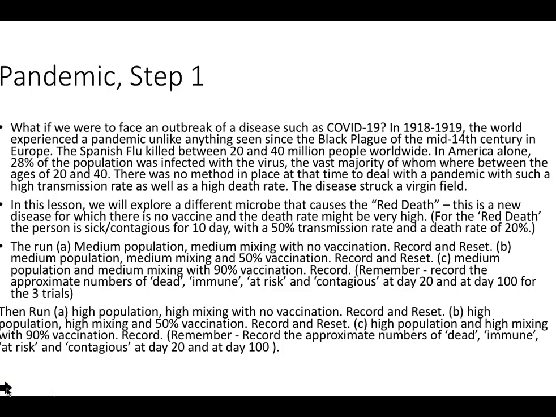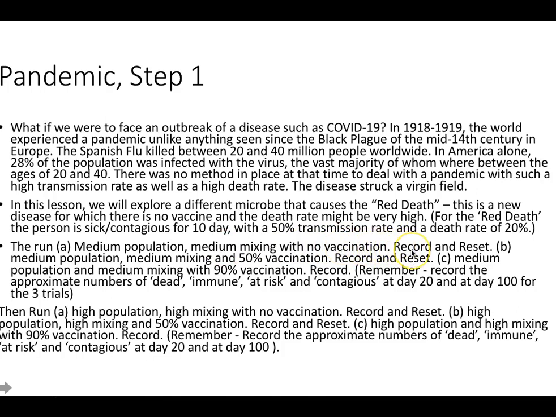And then last but not least, pandemics. So now we're in a pandemic with COVID-19, and what we're going to use is Red Death, not Black Death. This is a new disease, and there's no vaccine, and the death rate is high. So with Red Death, the person is sick or contagious for 10 days, with a 50% transmission rate and a death rate of 20%. Okay, so what you want to do is do your controls, your virgin fields. You're going to run a medium population, medium mixing with your Red Death, and no vaccination. That's going to be your baseline.